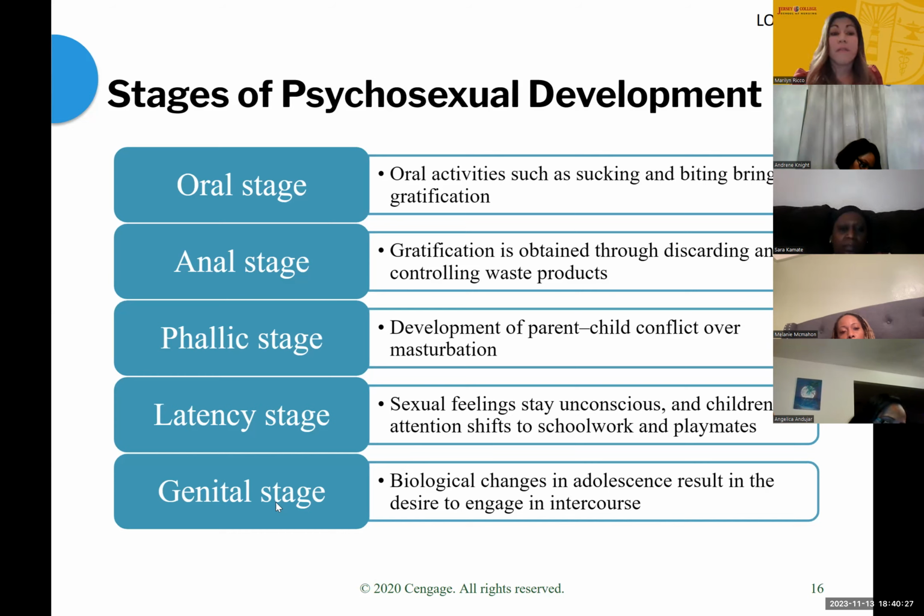And then the phallic stage is the development of parent-child conflict over masturbation. That's when we're getting into the teenage years and a child is starting to pay attention to their own body and their own body parts and how they feel, things like that. And it can be different stages. It can happen in various stages too. Everybody develops differently. But children start paying attention, right?